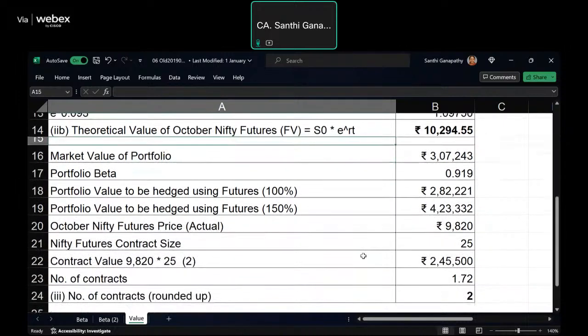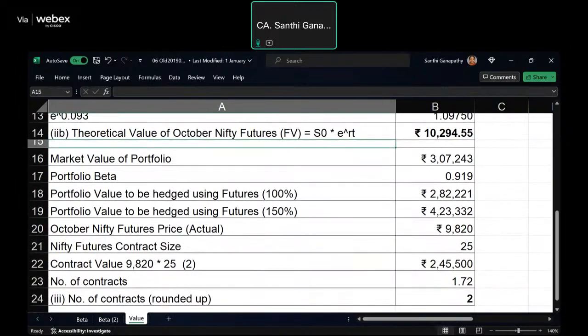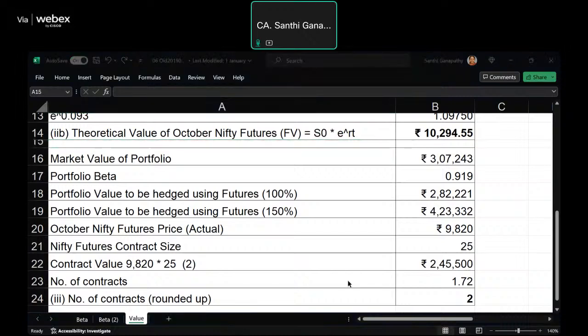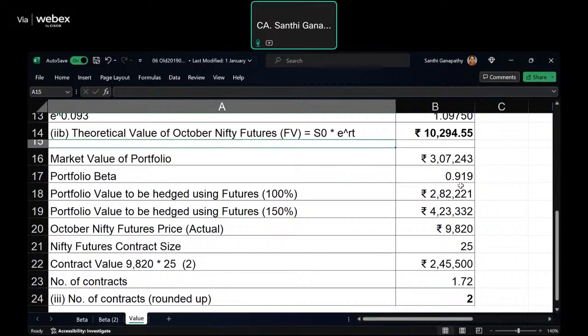The next one. The question is, the number of Nifty contracts that he would have to sell if he desires to hedge 150% of the portfolio until October. So, what is the market value? What is the portfolio beta? Because we know beta tells me how much this will change for a given change in market. So the portfolio value to be hedged should be the market value of the portfolio into beta.